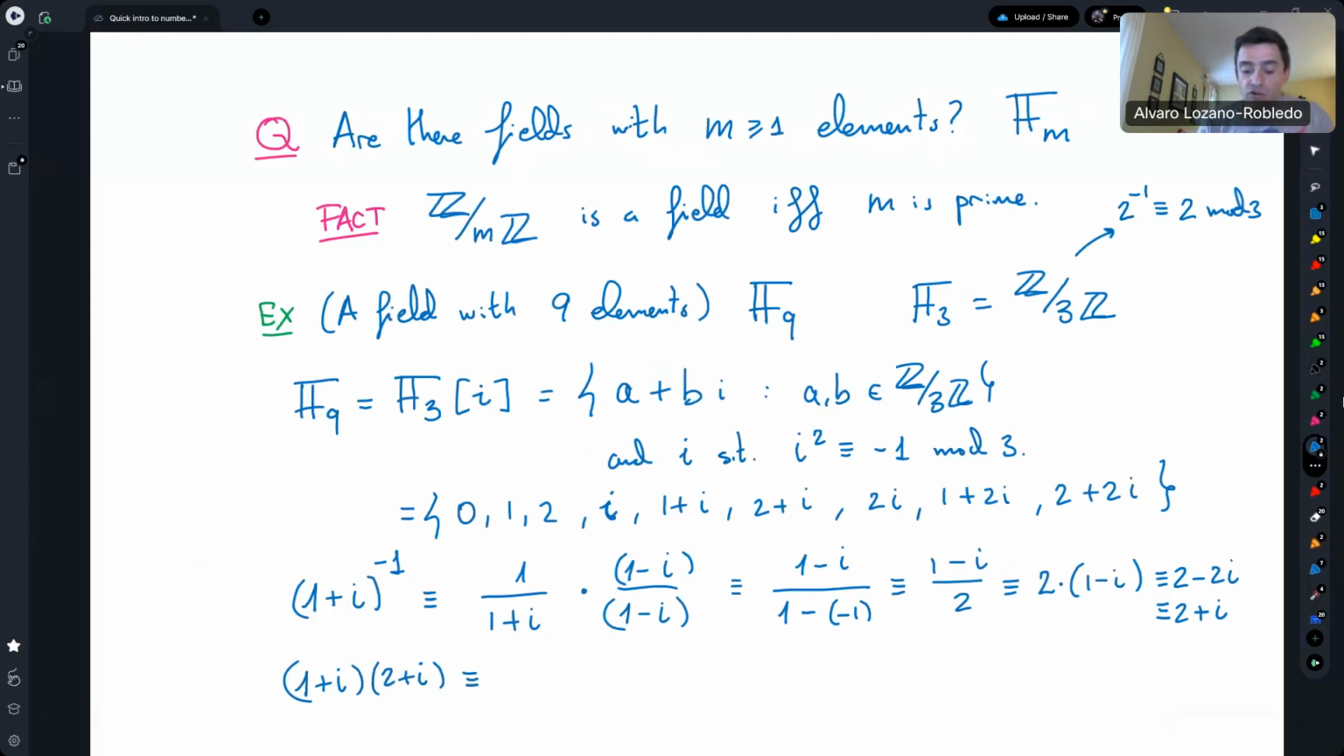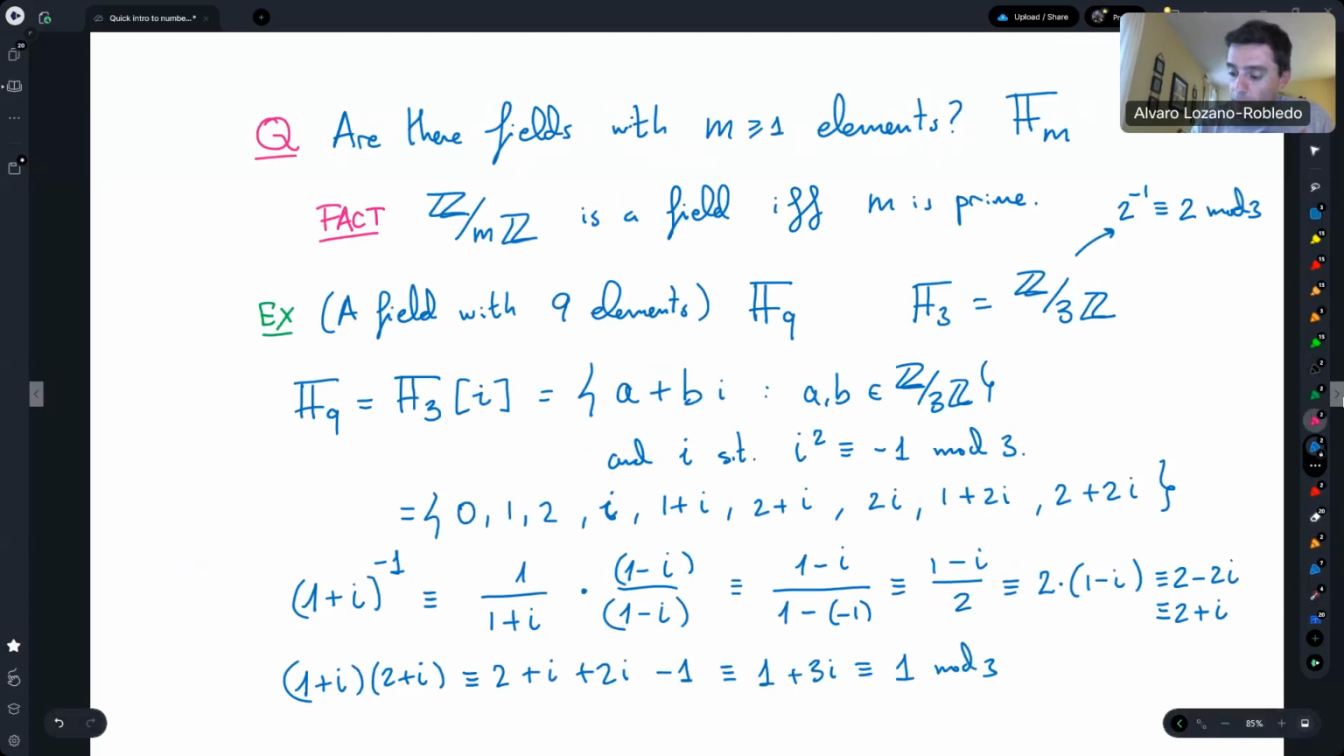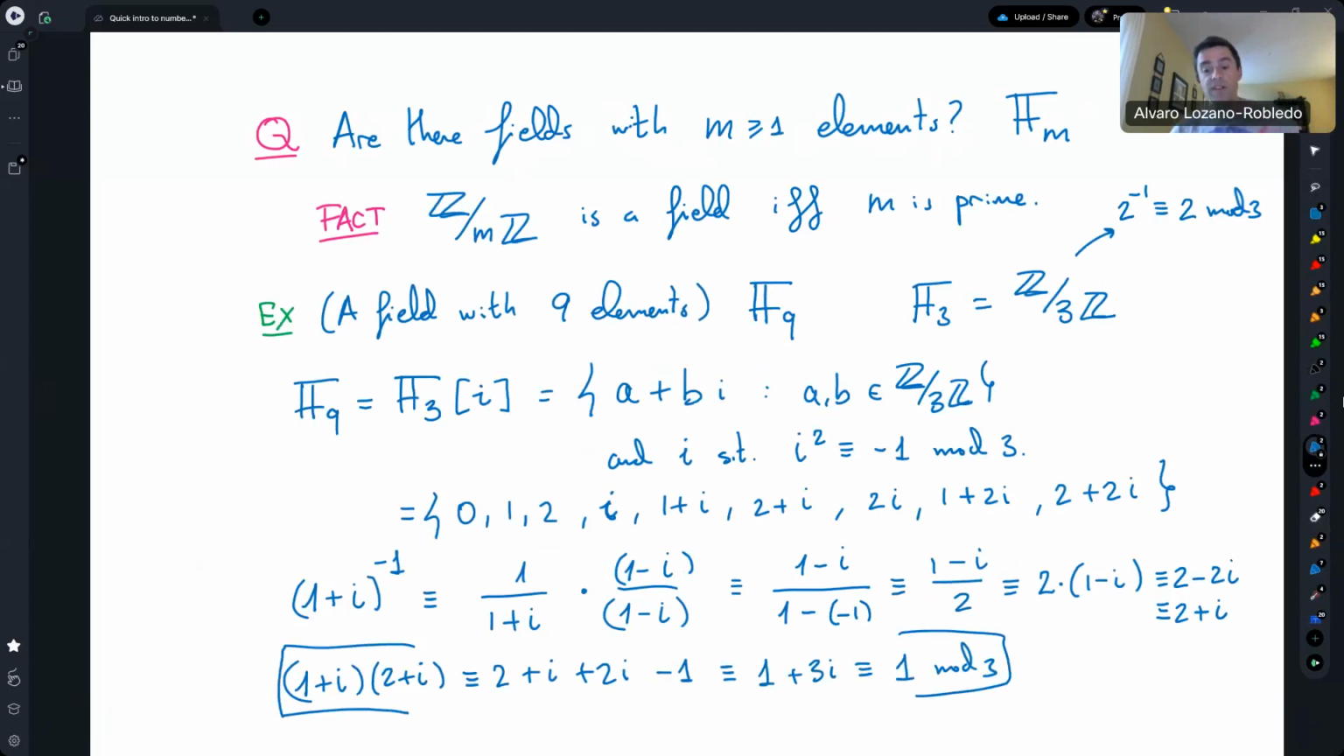So if I distribute here, this is 1 times 2, plus 1 times i, and then 2i, and i times i is -1. So I get 2 and -1 gives me 1. And i plus 2i is 3i, but 3i is 0 modulo 3. So I get 1 mod 3. So you see that this tells me that they are multiplicative inverses of each other. So we do have multiplicative inverses, and you can find all the multiplicative inverses for every element.